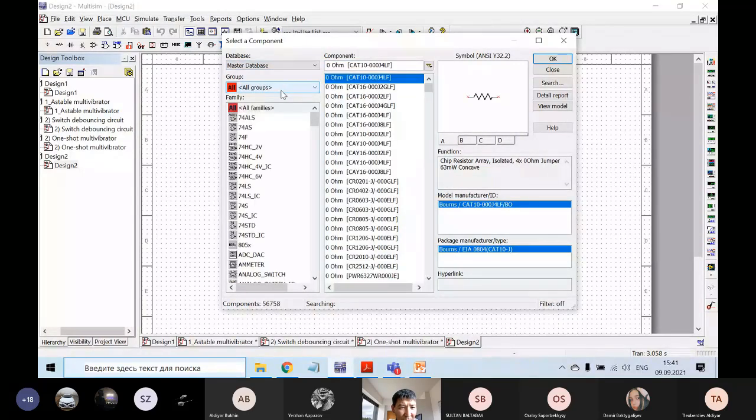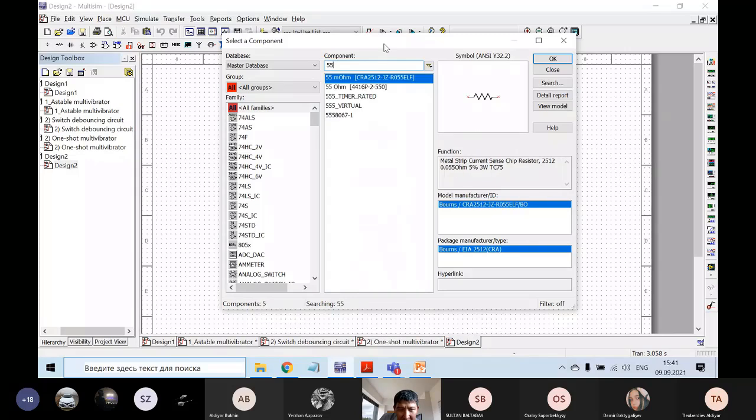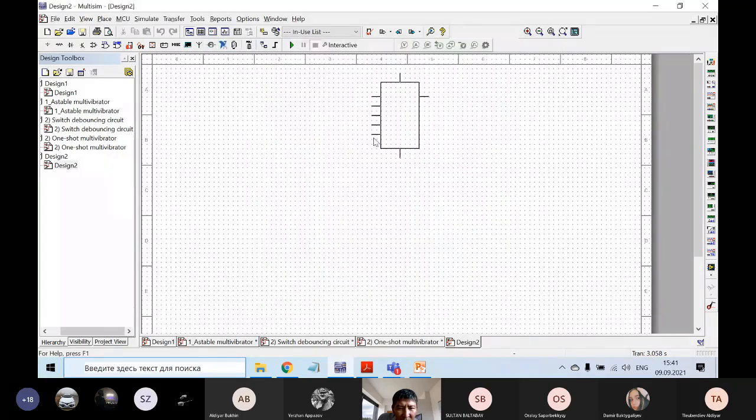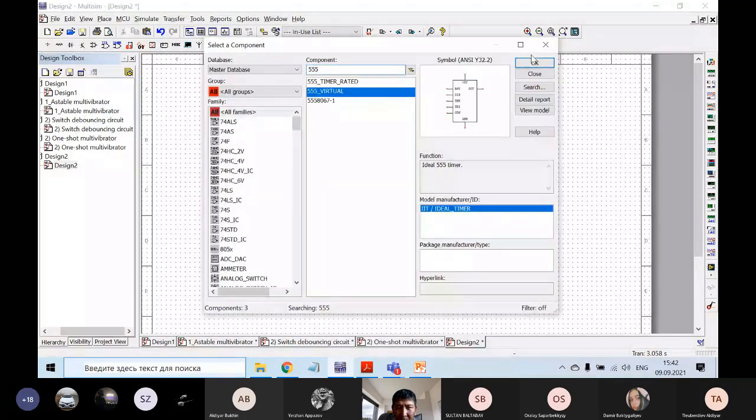So here it has some groups. Sometimes it's great to use this, just search 555, and you can find timer. So actually we have these two types, rated and virtual. So I tried to use rated, but it's not working. So choose virtual. So I will choose, put it here.